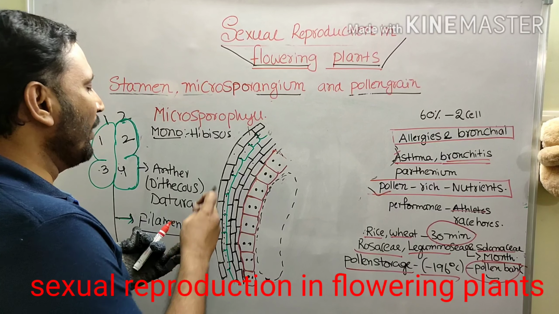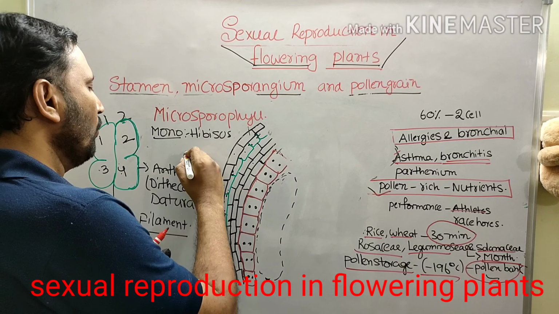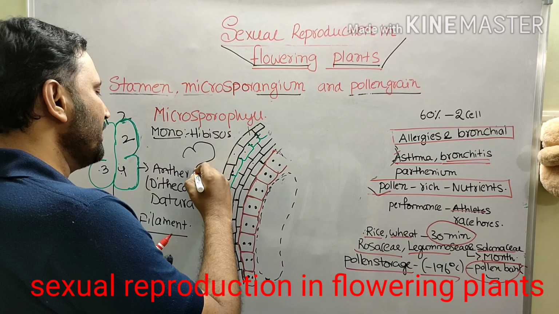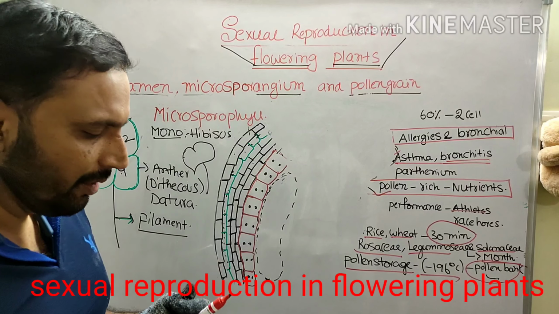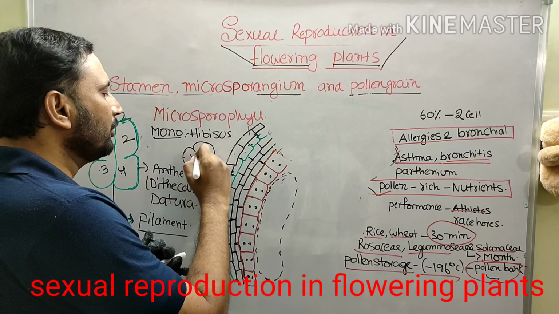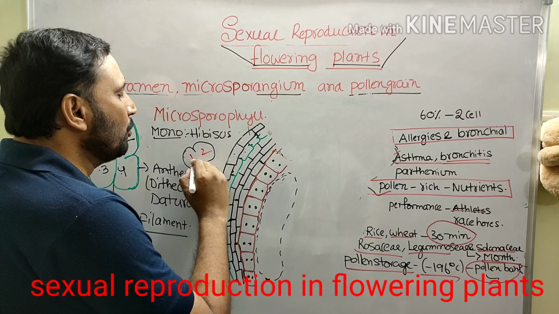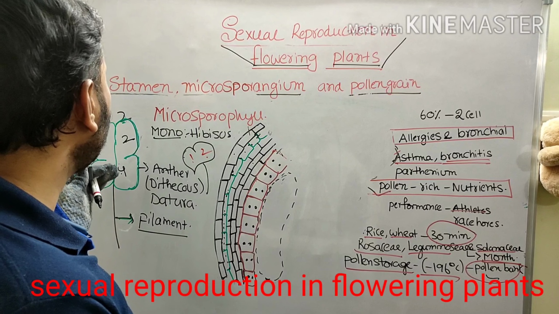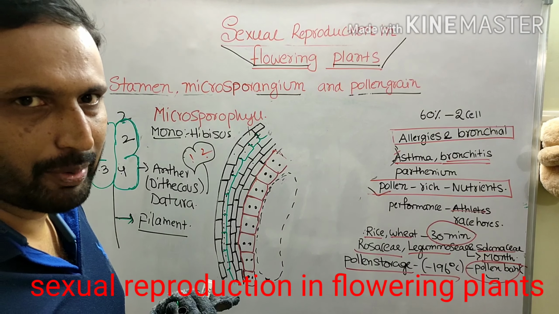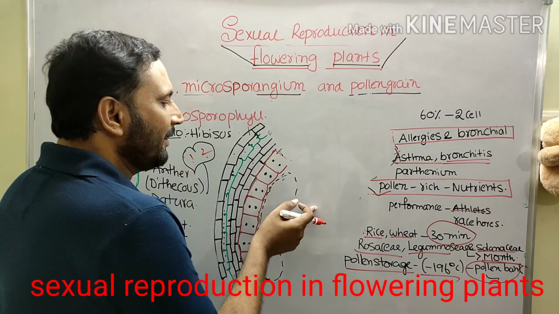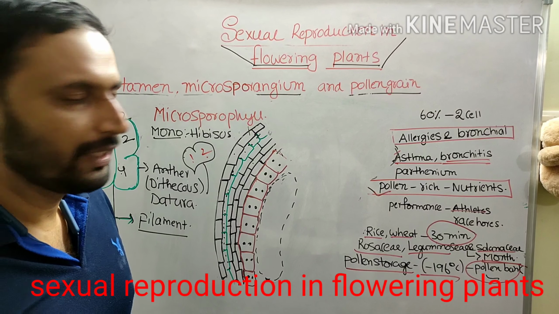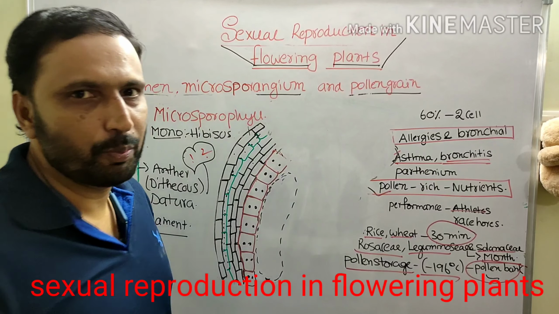the anther contains only one anther lobe. This is the anther lobe. That anther lobe contains two pollen sacs. So in the monothecous stamen, two pollen sacs; in the dithecous stamen, four pollen sacs are present. Pollen sac is nothing but microsporangium. This is the structure of the microsporangium.